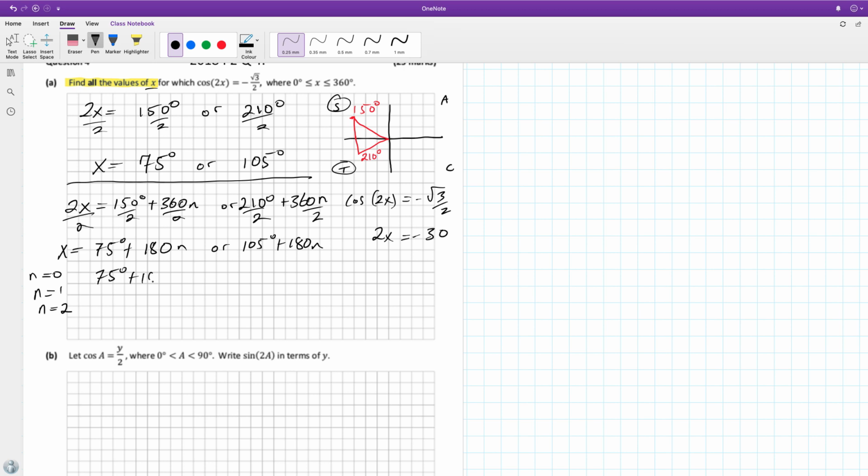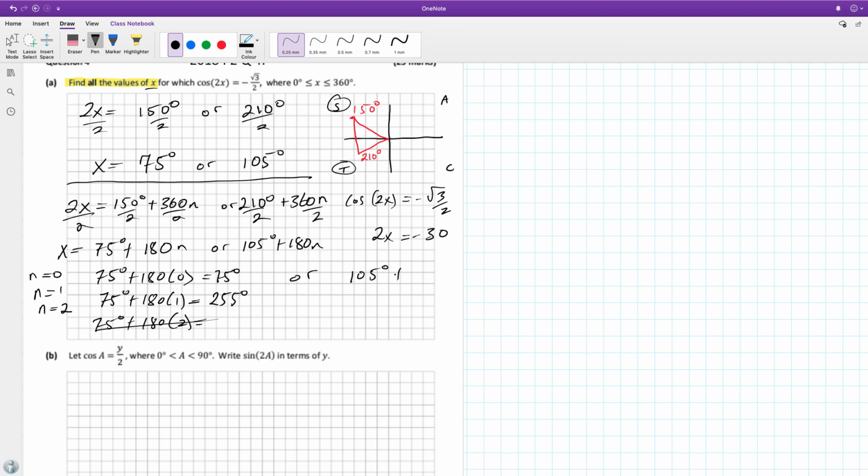So that's 75 degrees plus 180 times 0, which is 75 degrees. 75 degrees plus 180 times 1, which is 255 degrees. And then you try 75 degrees plus 180 times 2, which is going to go above it because 180 times 2 plus 75 is 360 plus 75, which is 435. So that doesn't work.